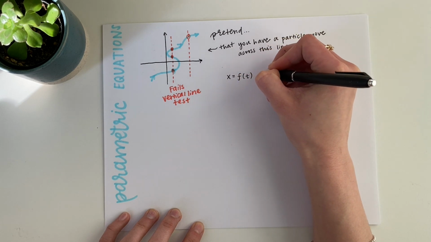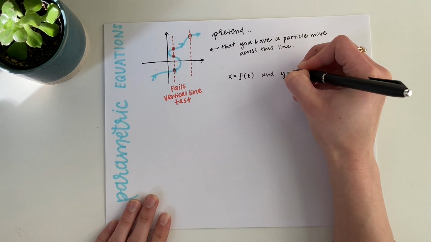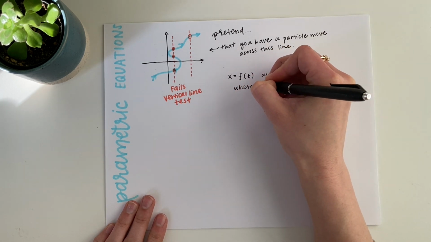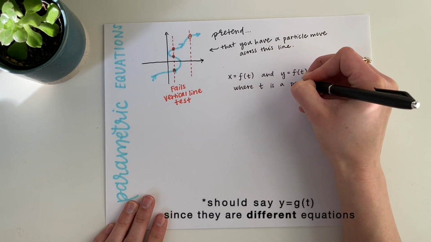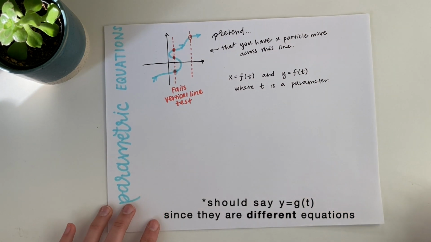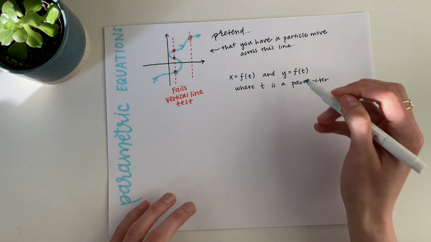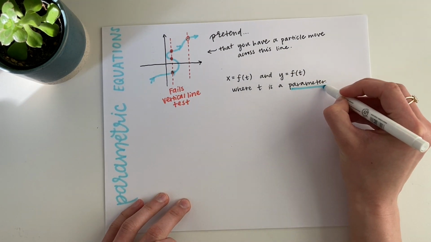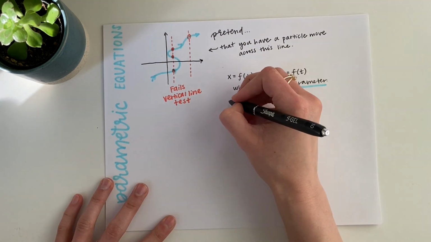So instead, we can represent curves like this using two parametric equations, x equals f of t and y equals g of t, where f of t and g of t are both functions of t, where t is a parameter. The curve represented by these functions is the parametric curve.